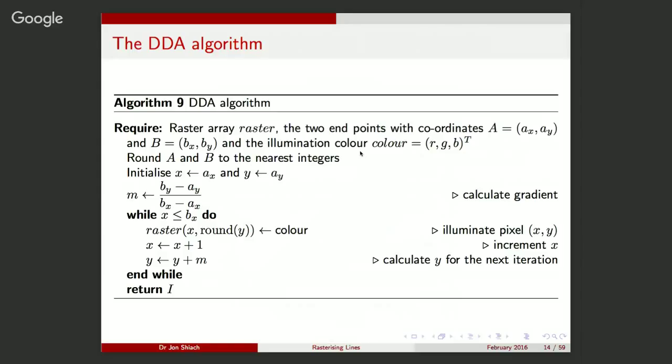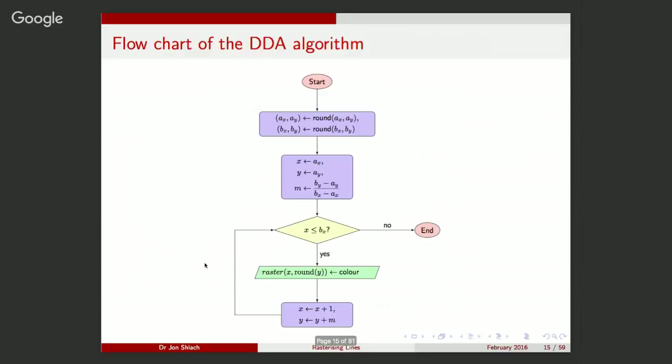So this algorithm is very, very similar, and pretty much starts exactly the same way. You calculate the gradient. The only difference is, instead of having to calculate the Cartesian equation of a line, we just add m to whatever our current Y coordinate is. Not a lot I could say about that. Just keep adding m to Y.